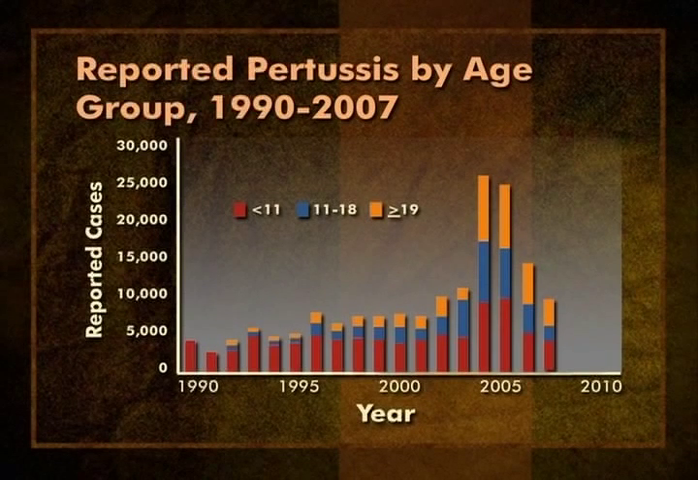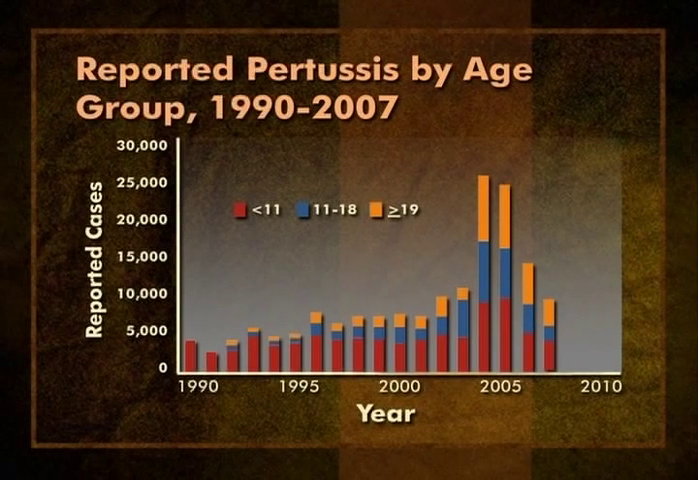If you look at the far left part of the graphic, it shows that in the early 1990s, most cases were reported among children. Most of the bar is red. The bars representing adolescents and adults are very narrow. Contrast this to the far right side of the graph.